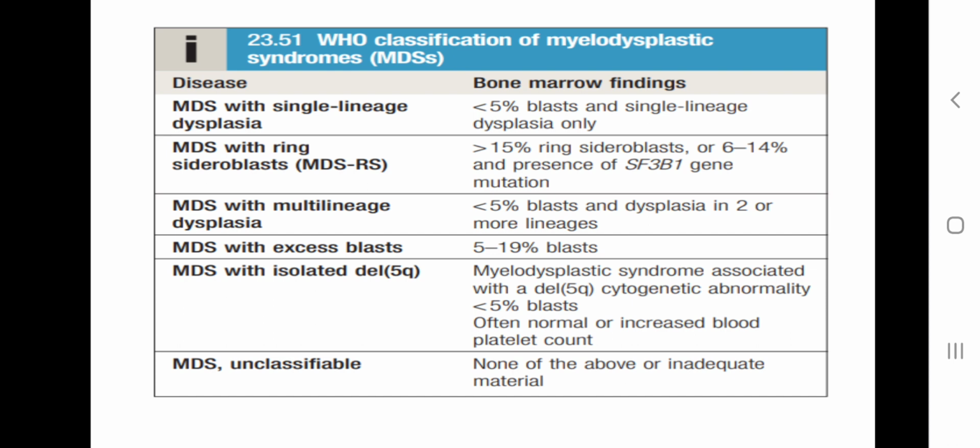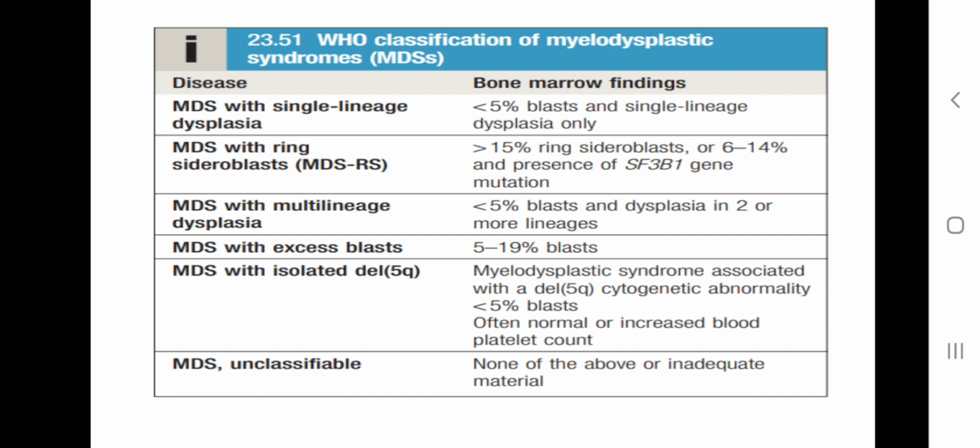In single lineage dysplasia, there are less than 5% blasts and dysplasia in a single lineage only. That is, only one lineage among the RBC, WBC and platelets is affected. In MDS with ringed sideroblasts, there are more than 15% ringed sideroblasts in the bone marrow. So the bone marrow finding is what is used for classification. There are either more than 15% ringed sideroblasts, or 6 to 14% ringed sideroblasts with the presence of SF3B1 gene mutation.